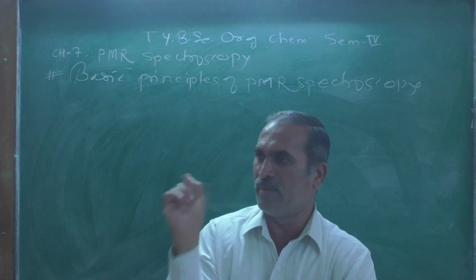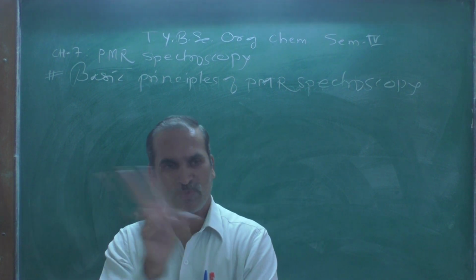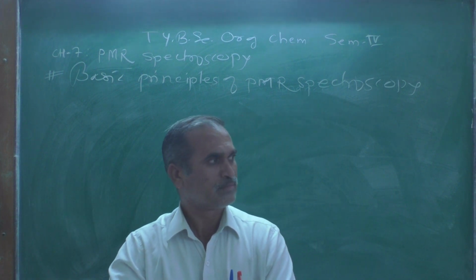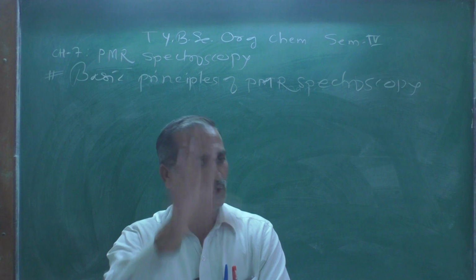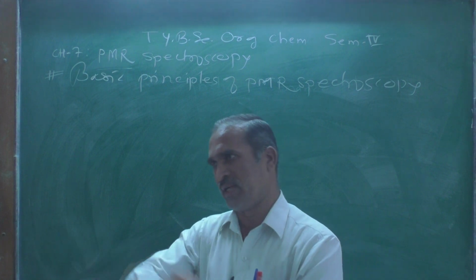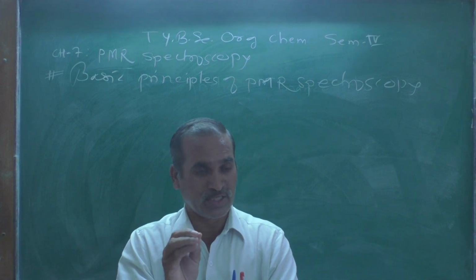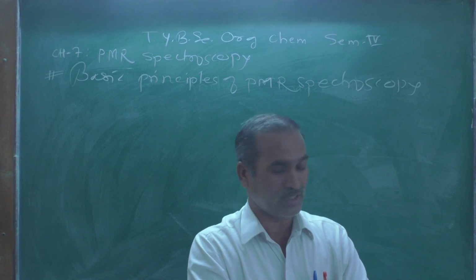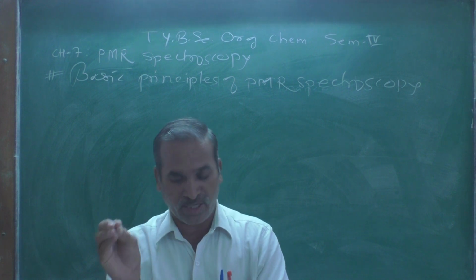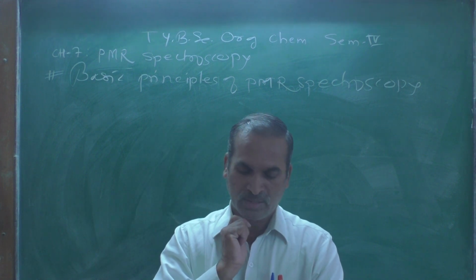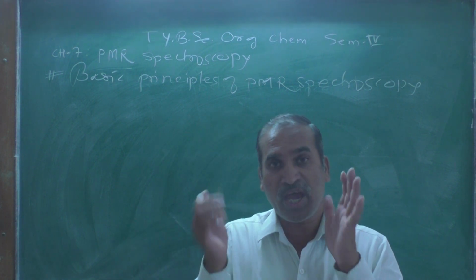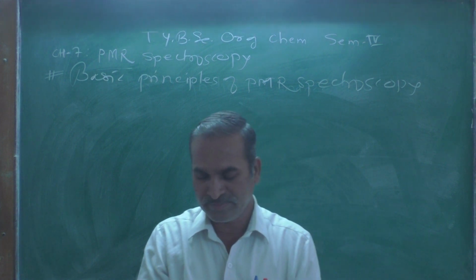Remember, the nucleus. If you remember the long form of the periodic table, presently there are 118 elements included, and every element has a nucleus, and that nucleus is very important as far as proton magnetic resonance or nuclear magnetic resonance is concerned. The PMR spectroscopy deals with the nucleus of an atom that possesses a magnetic moment.